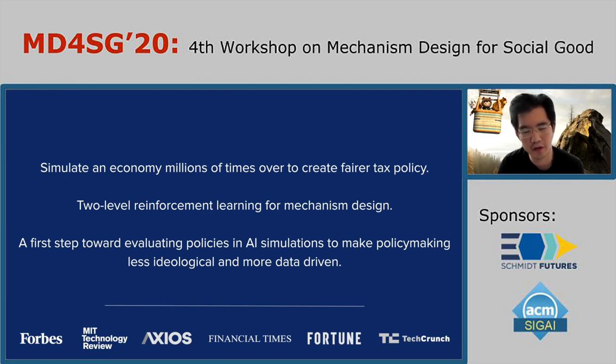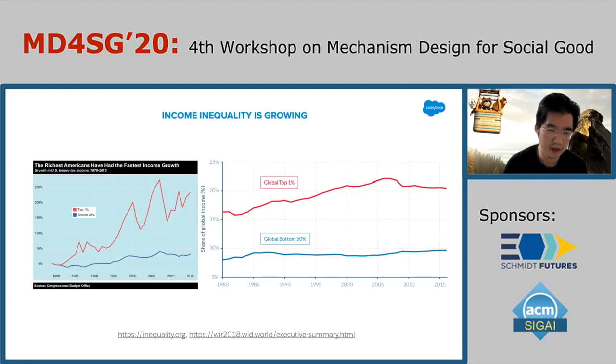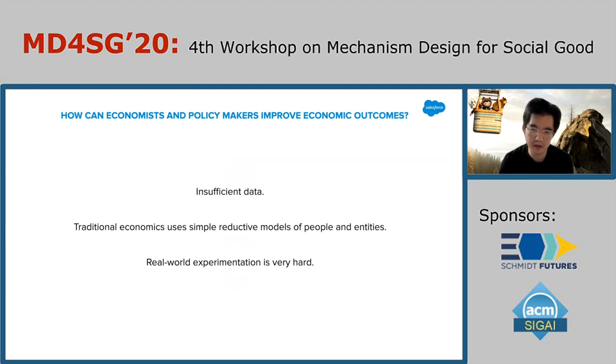In a way, this is a first step towards evaluating policies in AI simulations that we hope will make policy making less ideological and more data-driven in the future. The motivation for this is that there has been a trend in recent years that incomes have been growing at very disparate rates. The top 1% have seen their income grow multifold compared to the bottom 20% in society. This is a trend in the US, but also globally, and it has lots of well-documented downstream effects in society. So the question is, how can economists and policymakers actually improve these kinds of economic outcomes?